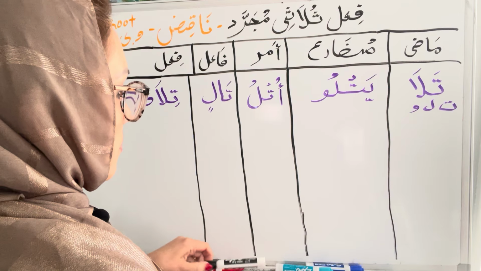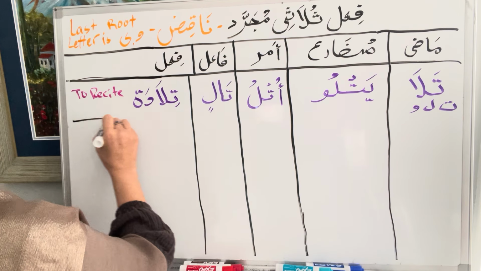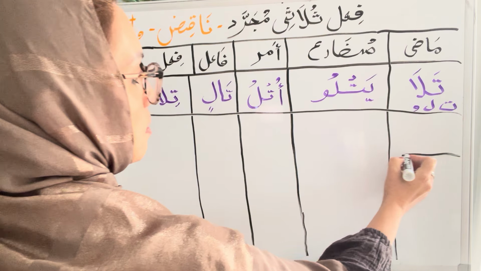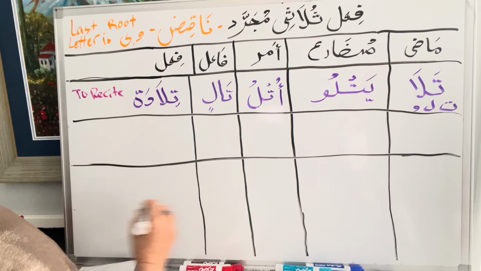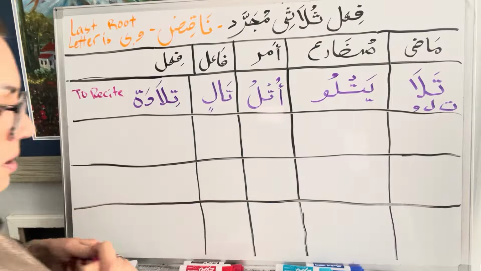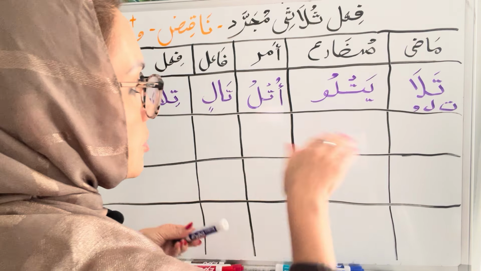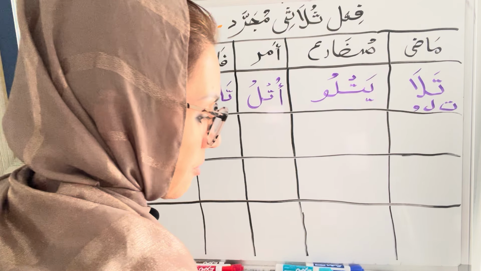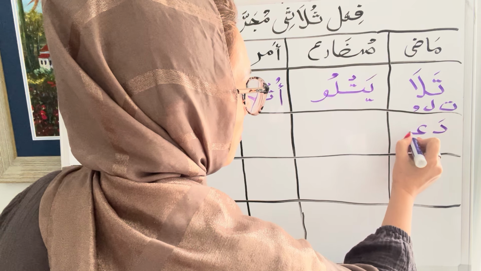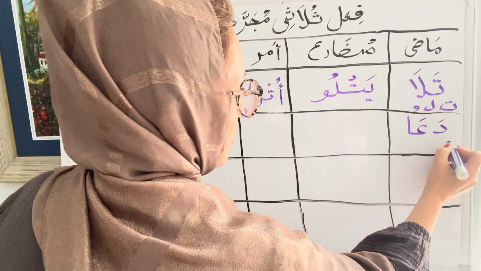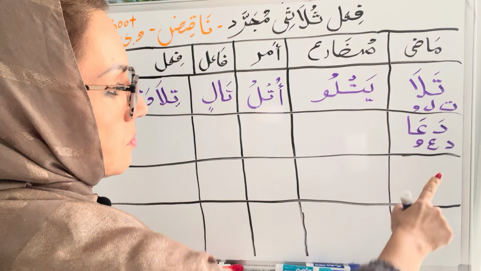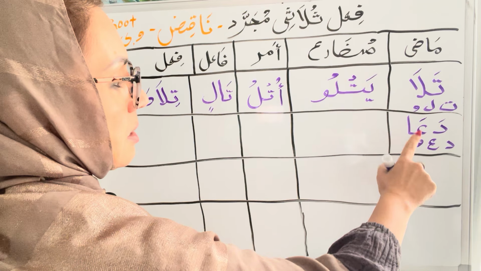I'm going to divide these. So let's just do this as well. And then we have another. Okay, so now they're all not running together. So the next word is da'a, and the root is dal, ayn, and waw. Da'a, yad'u.